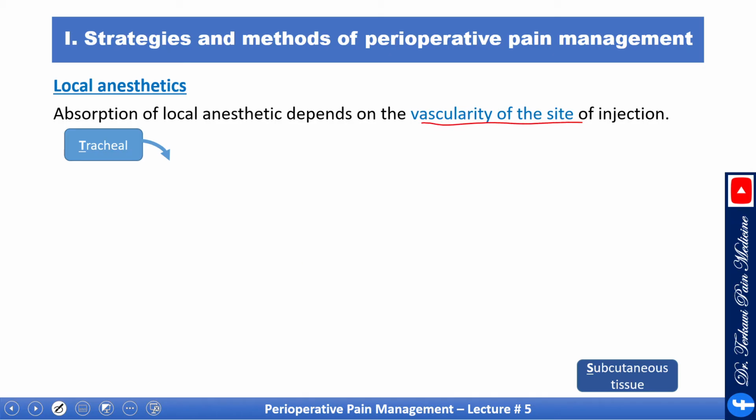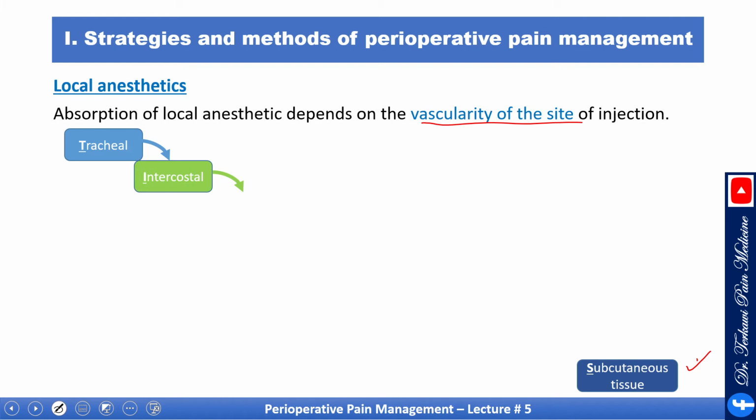So of course, the IV will be all absorbed, right? Then outside the IV, you have the tracheal with the highest absorption rate, and the lowest will be the subcutaneous. In between, after tracheal, will be intercostal.